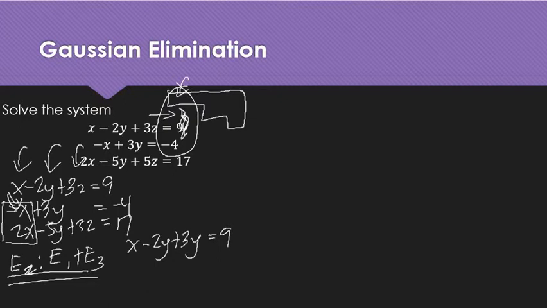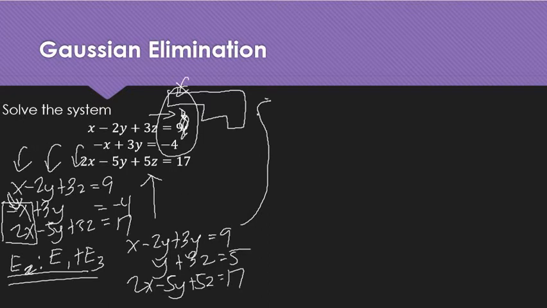Negative 2y plus 3y is positive y, so I will have positive y here. And 3z plus 0 is 3z. And 9 plus negative 4 is 5. So we have a new second equation, and I'm just going to copy the third equation, 2x minus 5y plus 5z equals 17, because we did not touch the third equation. So this is already an equivalent system to the original one. However, it's not yet in row echelon form. So let's make an arrow here.